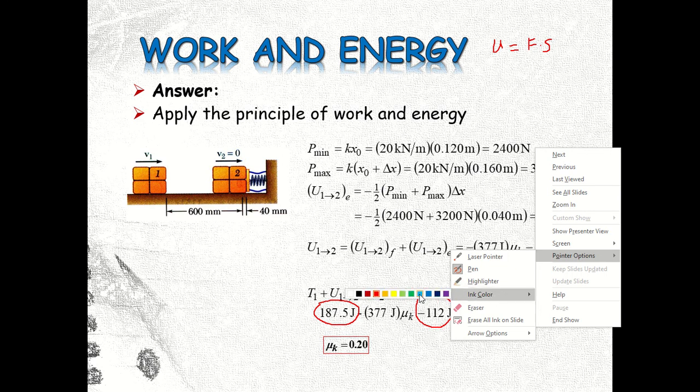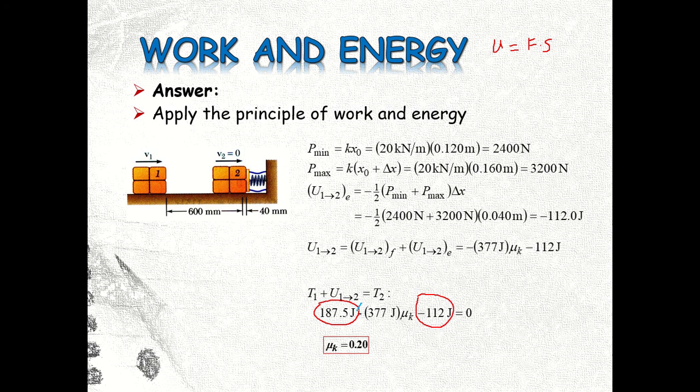Try to transpose this part. This is the negative product of 377 joules multiplied by mu sub k, so transposing this to the other side, it becomes positive. Then you have the combination of 187.5 minus 112, so you have something 100 plus. You divide both sides by the coefficient of mu sub k, so you get mu sub k equal to 0.25. So this is the resulting coefficient of friction.